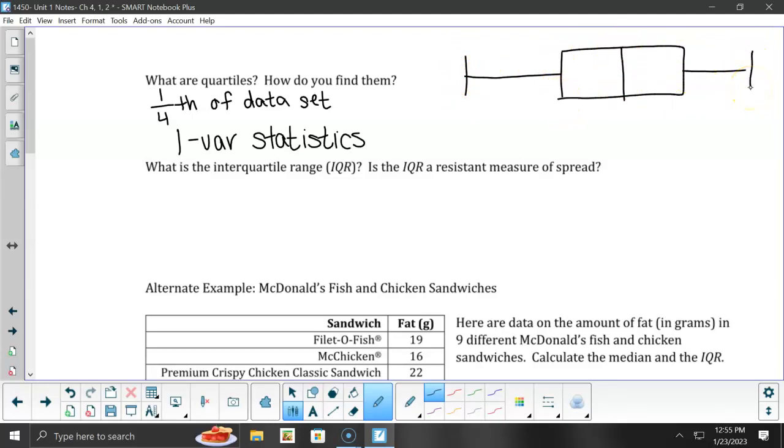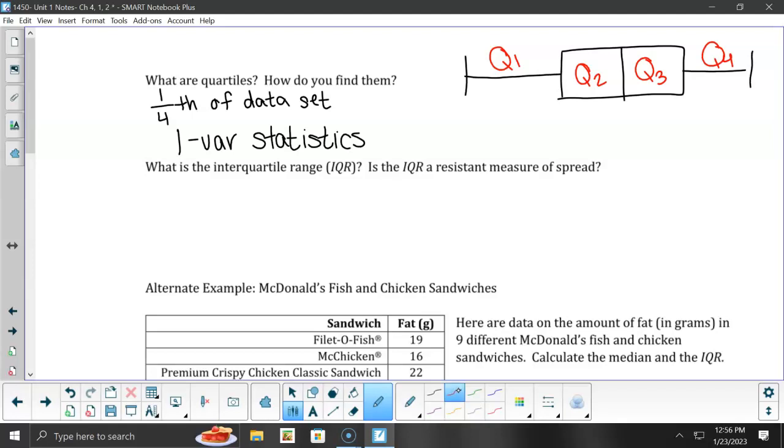Most of the time, especially with a box and whisker plot, remember these things? This is quartile 1, this is quartile 2, this is quartile 3, and this is quartile 4. The luxury is if you have your data in the calculator, it makes this stupid easy because it'll find everything for you.